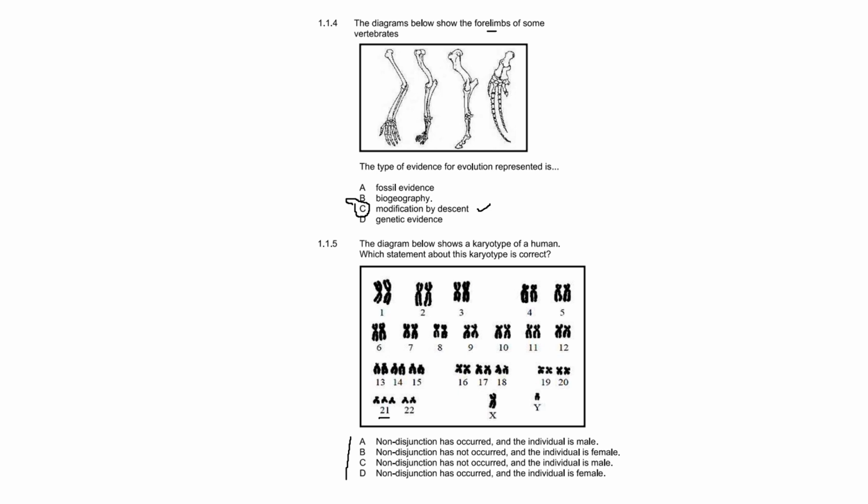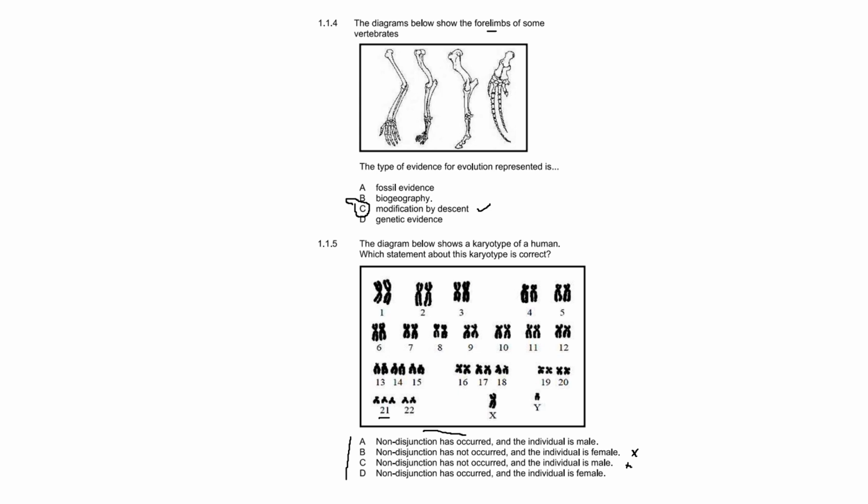Option A, yes, we've got a non-disjunction occurring. B, no. So rule out B before you even read the other things, because for us to form trisomy 21, we must have non-disjunction. Same as C, non-disjunction must occur, so C is out also. So the possible answers will be A or D.